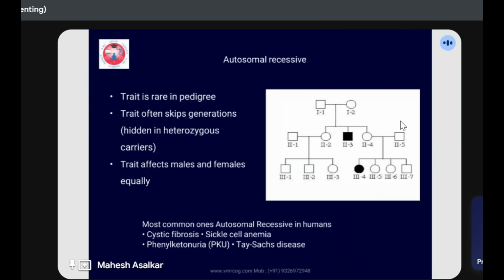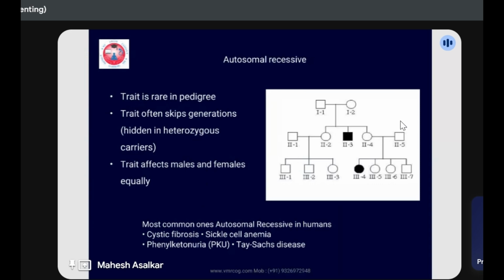Okay. Now let's talk about autosomal recessive. In autosomal recessive, this trait is rare in the pedigree. The trait often skips generations. Okay, this is one of the peculiarities of recessive. There will be skipping of the generation, and the trait affects males and females equally. Okay, so look at this pedigree. You will find that there's a skipping of the generation. You see the generation one, the husband and wife.